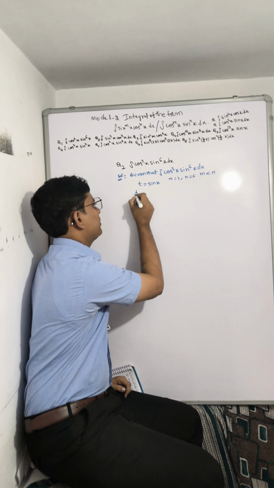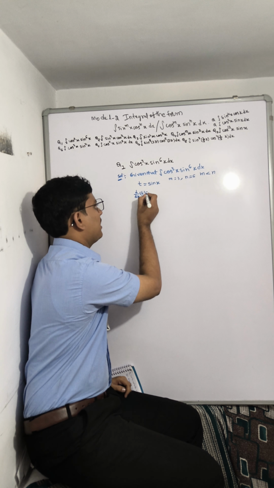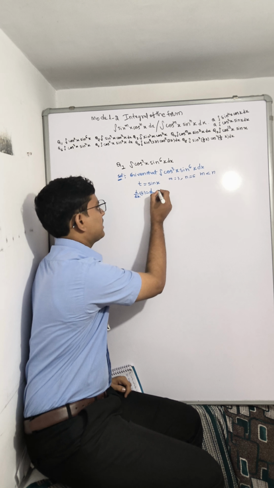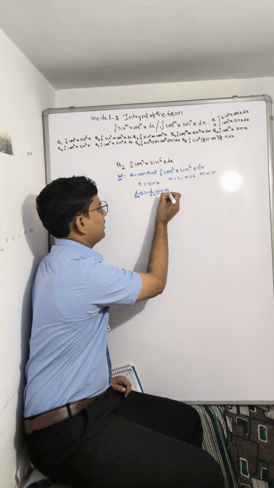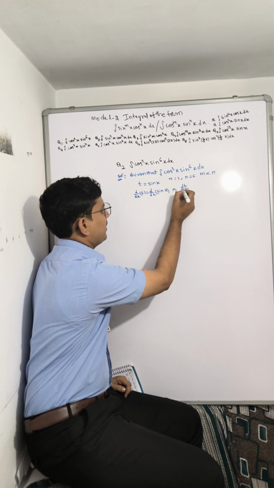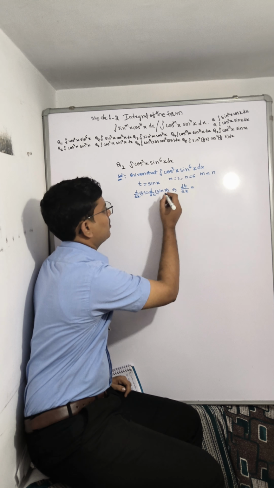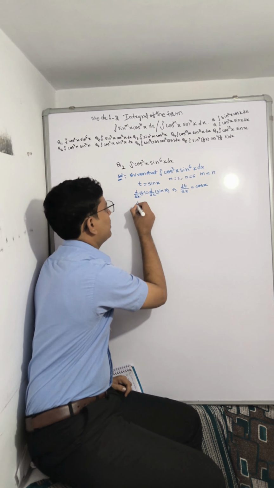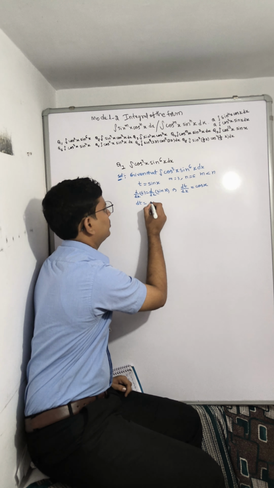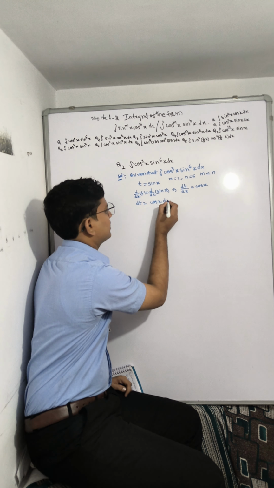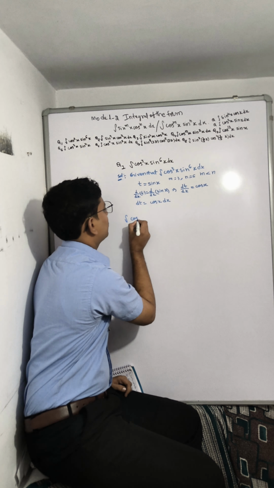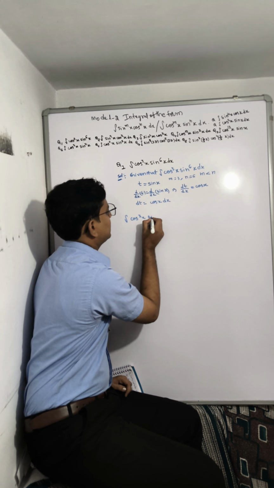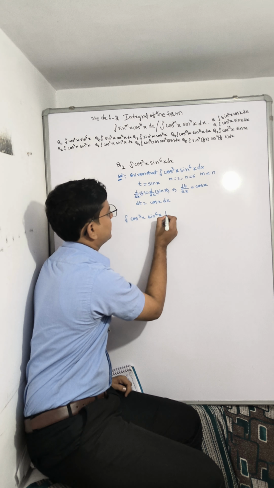Now differentiate t and sin x: dt by dx is equal to, what is dy by dx of sin x? Cos x. Therefore dt is equal to cos x dx. Integral cos 3x sin to the power of 6x dx.